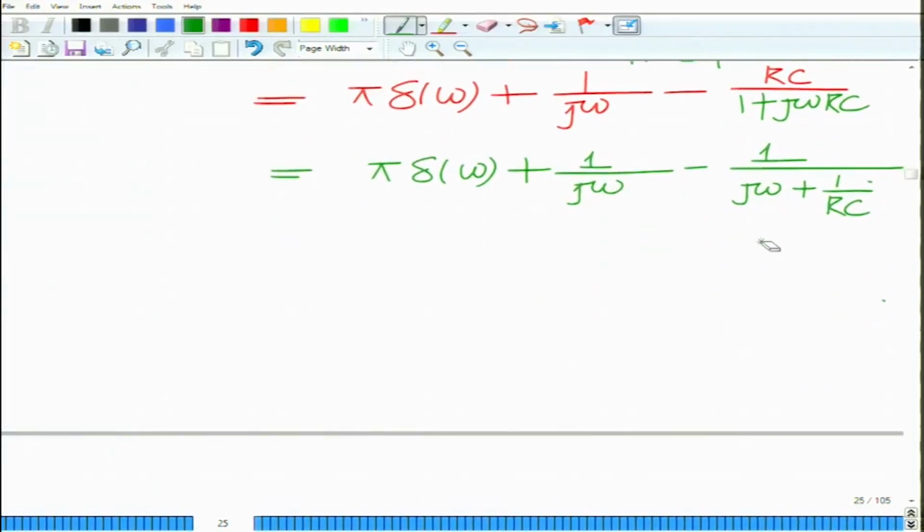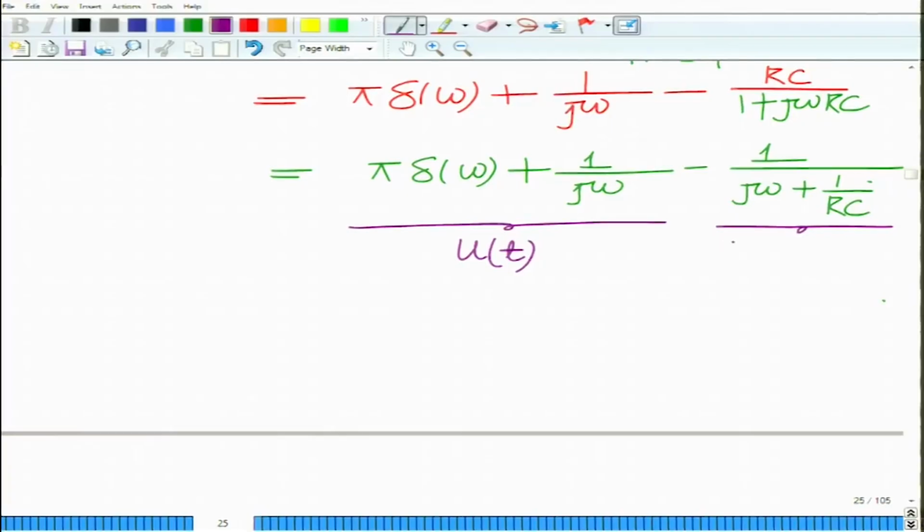Now, if you take the inverse Fourier transform, look at this, this is nothing but your signal, the unit step u(t), this is pi delta omega plus 1 over j omega, u(t). Now, this is of the form 1 over j omega plus a. So, the inverse Fourier transform of this is e raised to minus at u(t), where a is this constant 1 over RC. So, the inverse Fourier transform of this is e raised to minus t over RC times u(t).